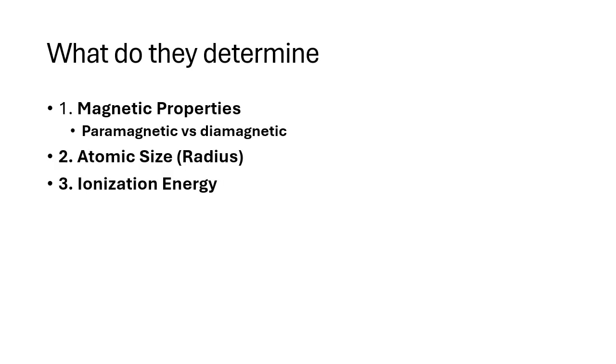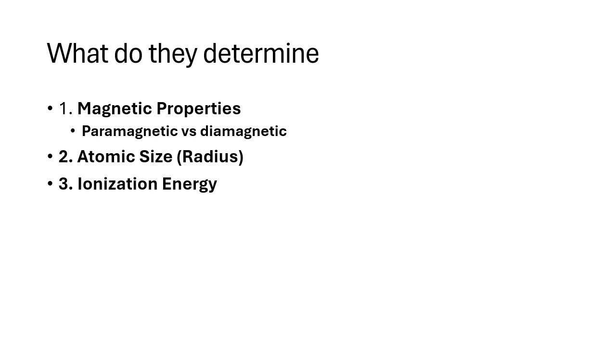So why do we do this, or what connection is there? Now, electron configurations help determine radius and ionization energy. I should have written electron affinity. But one last thing here is the magnetic properties.